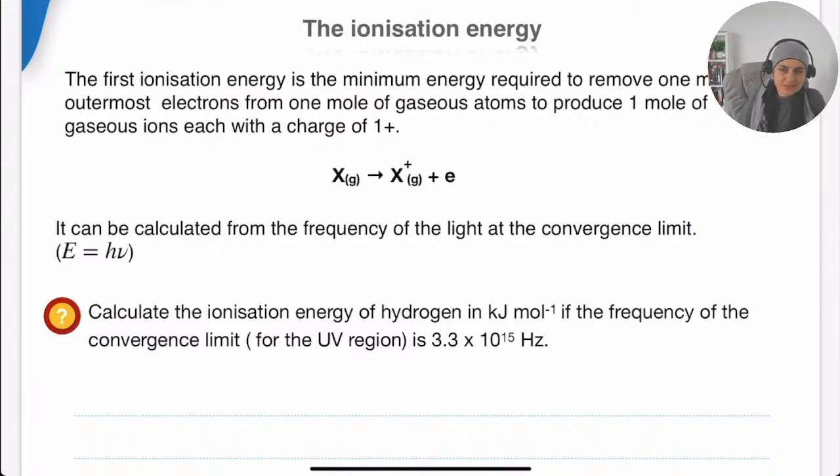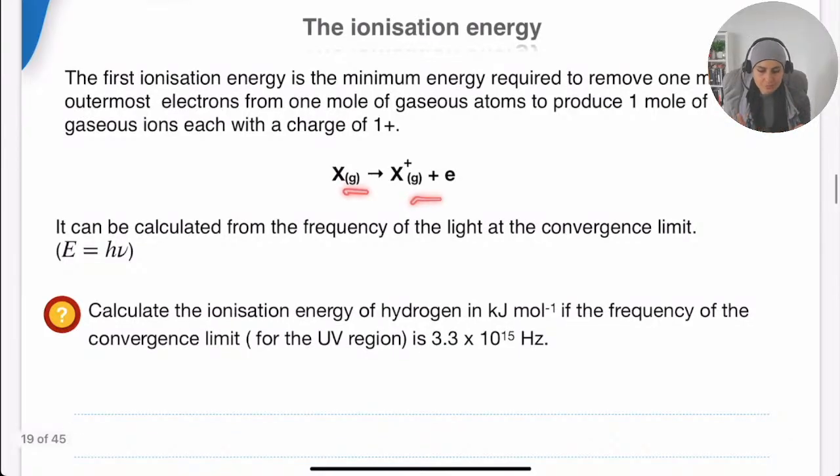You can simplify it a little bit. You can say energy needed to remove 1 mole of electrons from 1 mole of gaseous atoms. That's fine. But if you're writing it as an equation, the state symbols are essential, okay? If you write X solid or something, that's wrong. The state symbol must be gas for both atoms and ions. So you take X gas, that's your atom, remove an electron to form X plus gas and an electron, e or e minus, doesn't matter.